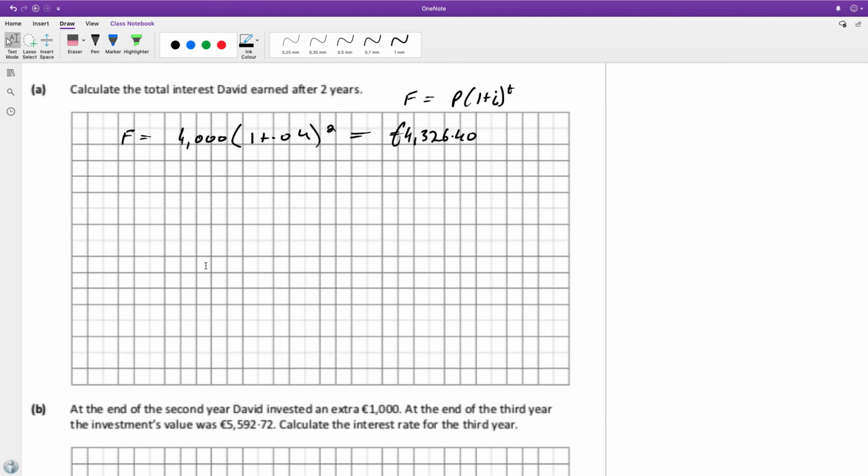At the end of the second year, David invested an extra 1,000. At the end of the third year, the investment's value was 5,592.72. Calculate the interest rate for the third year. You do? So let's start.